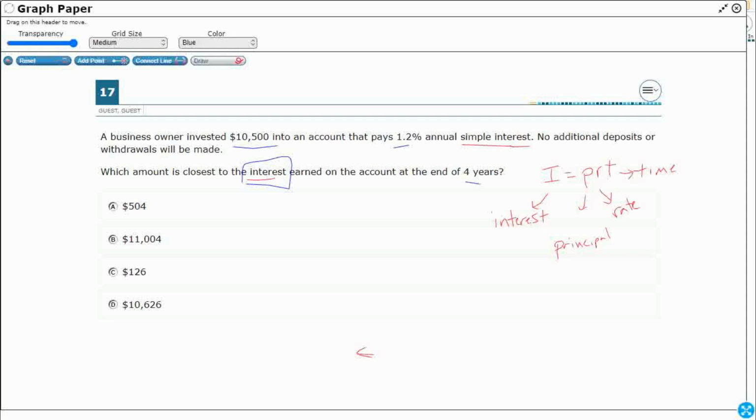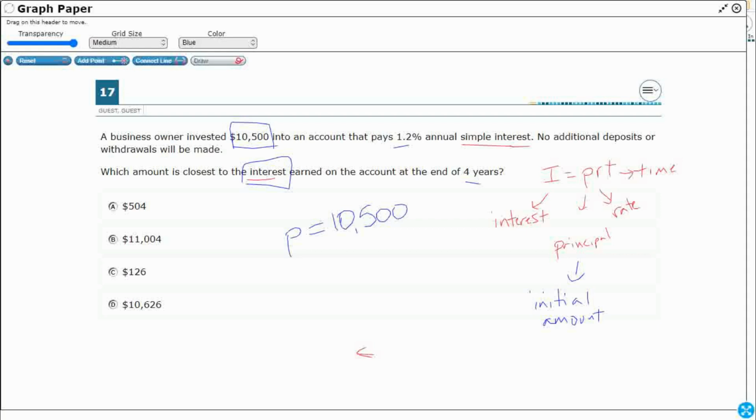The principal is always your initial amount. Another way to think of that is how much money did you start with? What is your starting deposit? What is the amount of money that's actually earning the interest? Well, they give that to us right here. It's the 10,500, so P equals 10,500. That's the amount of money that's having the interest calculated on it.